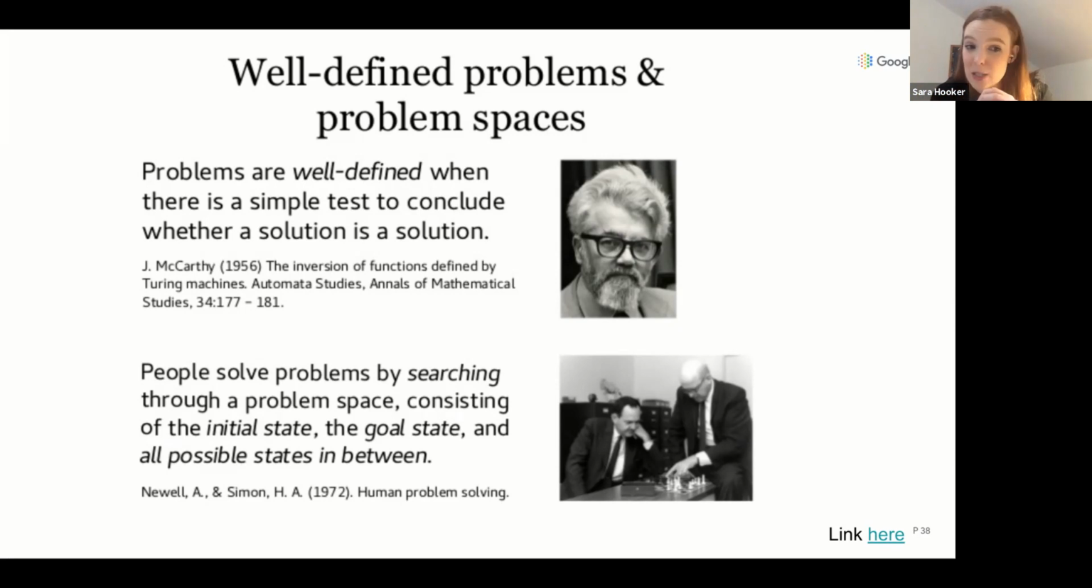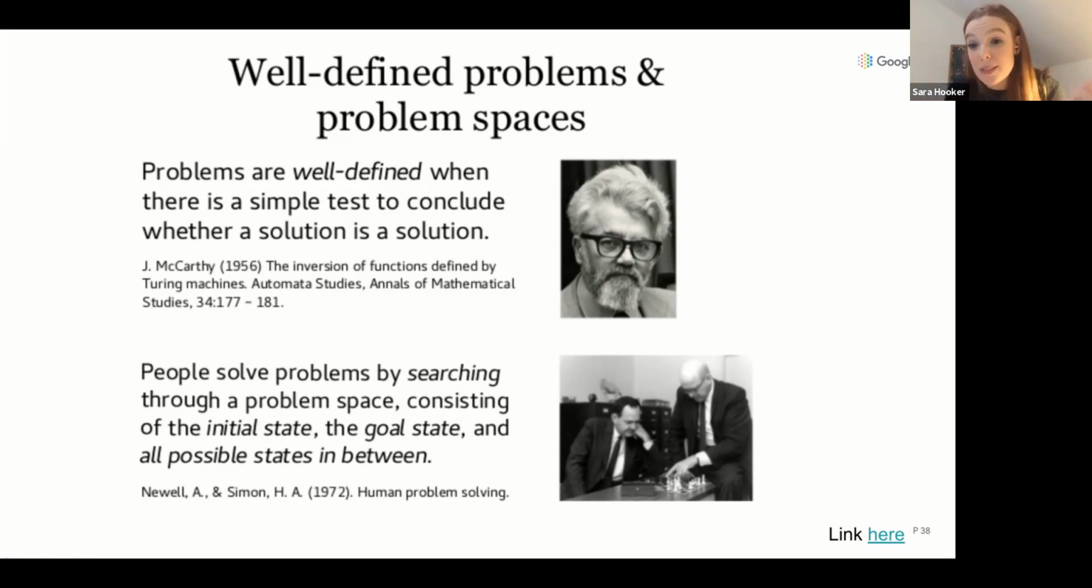So McCarthy here says problems are well-defined where there's a simple test to conclude whether a solution is a solution. People solve problems by searching through a problem space. Both these quotes are talking about, at the time, symbolic approaches, and we'll talk a little bit more about that in the next section.